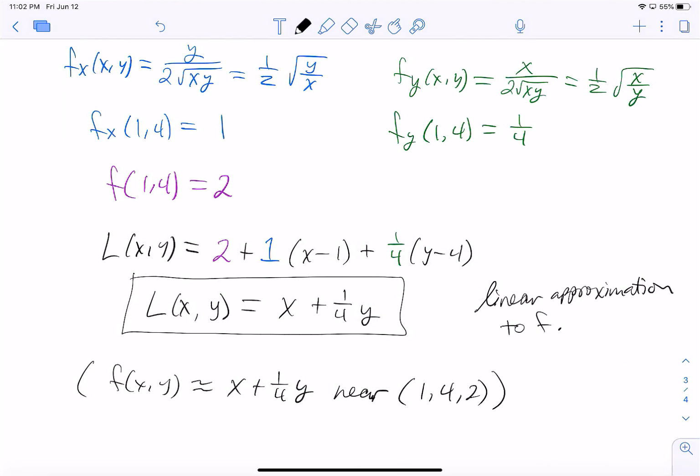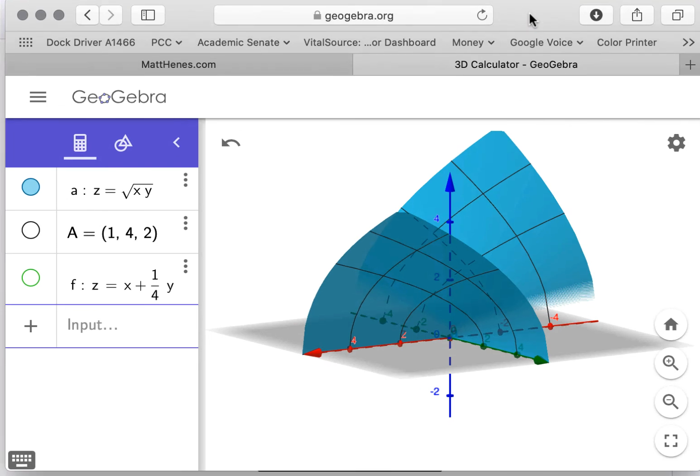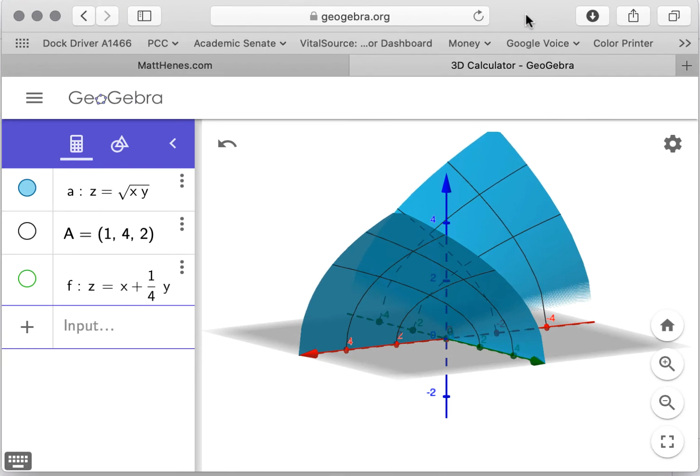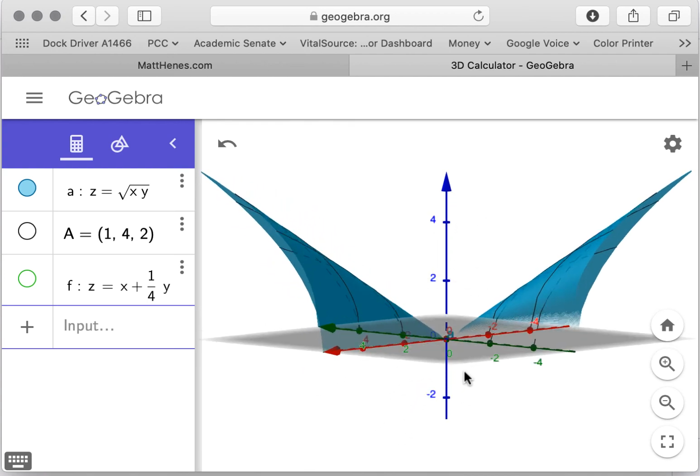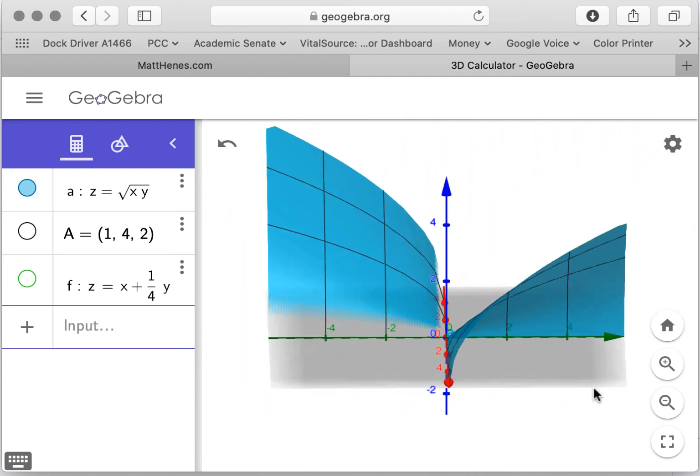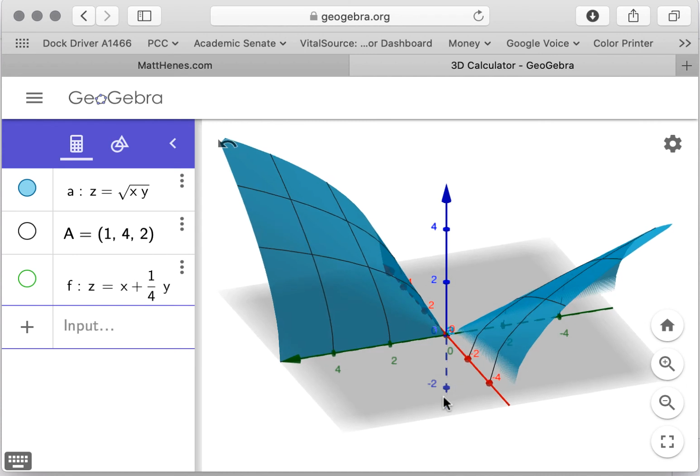Now, for a visual idea of what we've just done, I've loaded this into GeoGebra, the 3D graphing tool, and I have here the surface z equals the square root of xy. And here I have the perspective that I tend to draw from, where the x-axis is coming down a little bit to the left, and the y-axis, the positive y-axis, is coming down a little bit to the right. But this doesn't really help us see the surface very well. So what we can see here is two kind of wings for this surface. Now the point of interest is (1, 4, 2), and let's see where that is. So we see that that's on this surface here.